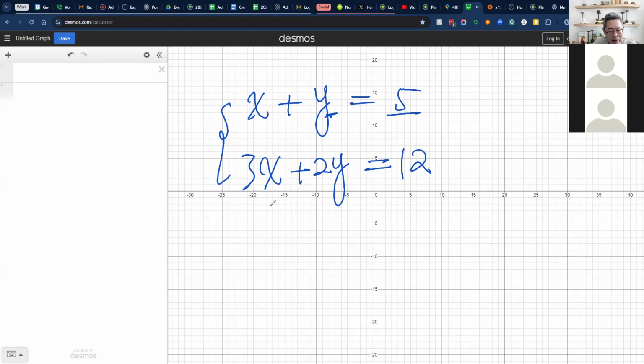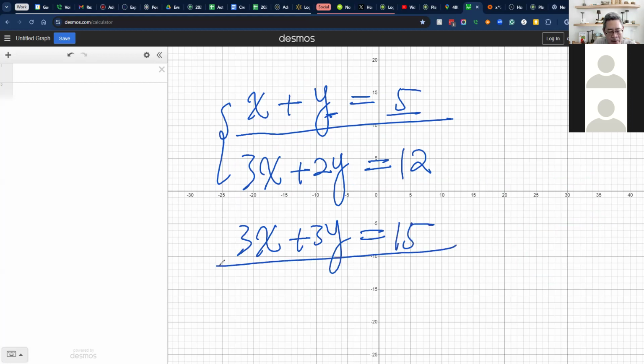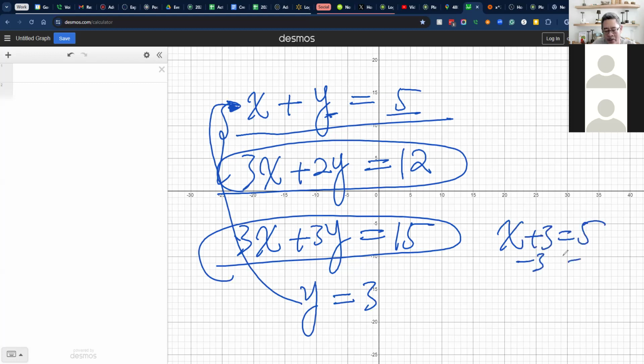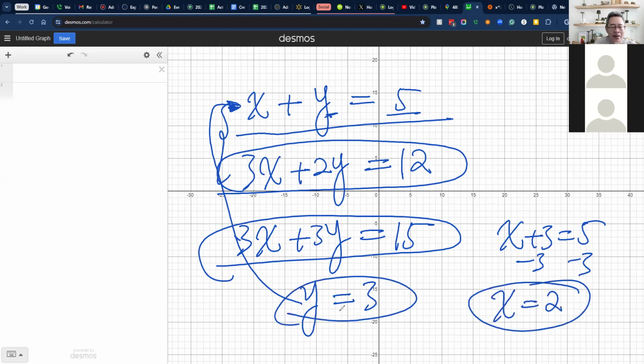So if we want to get rid of x, that means instead of multiplying by 2, I'm going to multiply the top by 3. So what we got here will be 3x plus 3y equal to 15. Therefore, I'm going to use this equation minus that equation. That way you can see x got canceled. Then 3y minus 2y is y. 15 minus 12 is 3. Then we plug into this equation because it's simple. Then we got x plus 3 equals 5. That's a linear equation. Then x is equal to 2. Good?